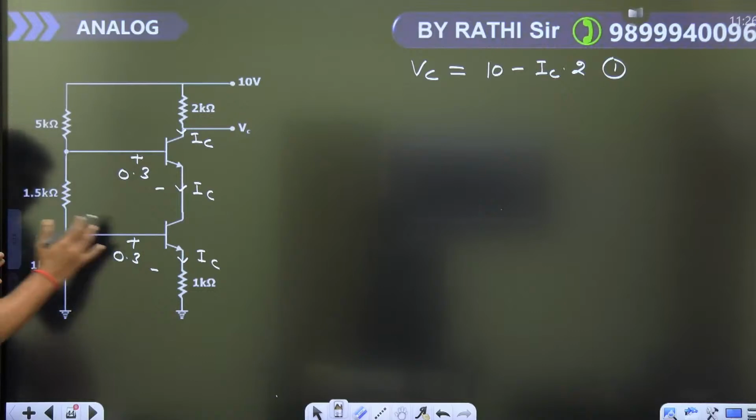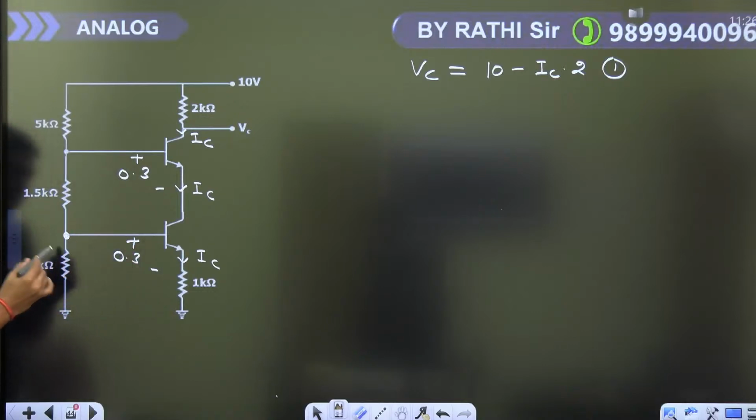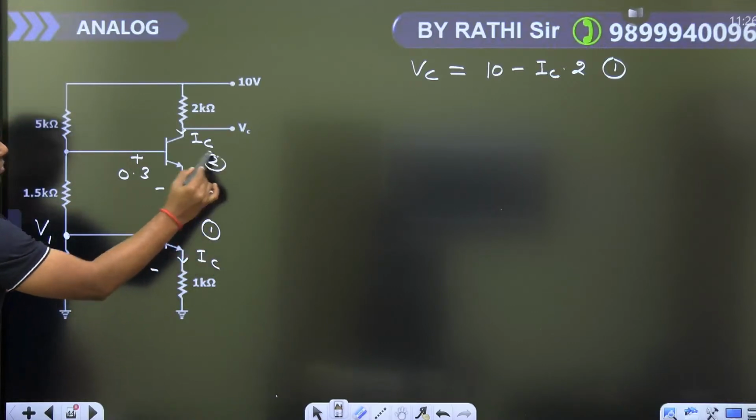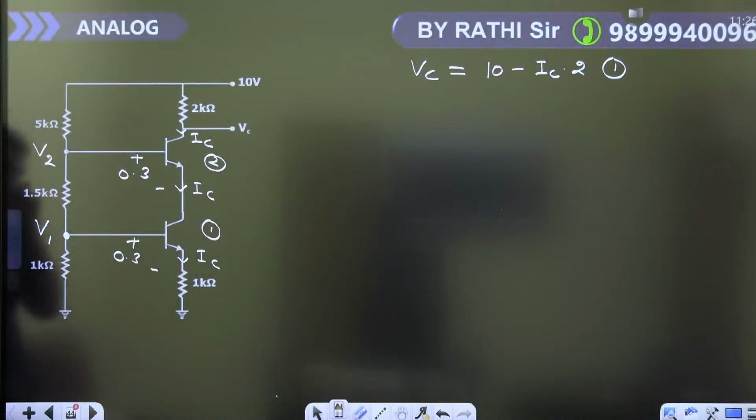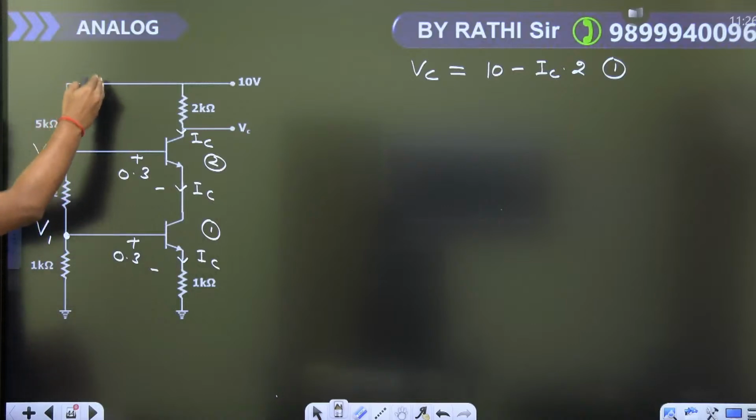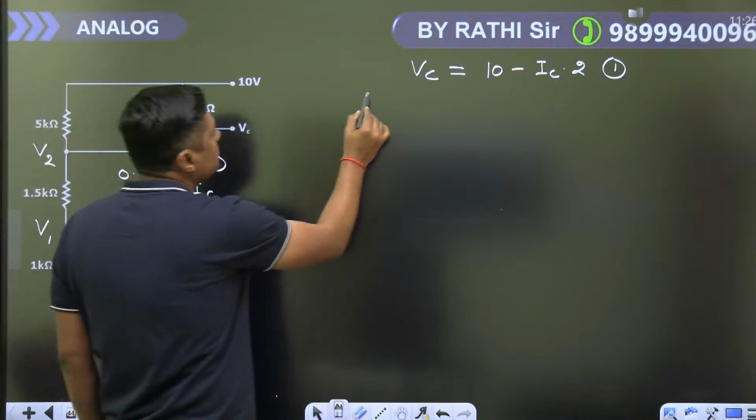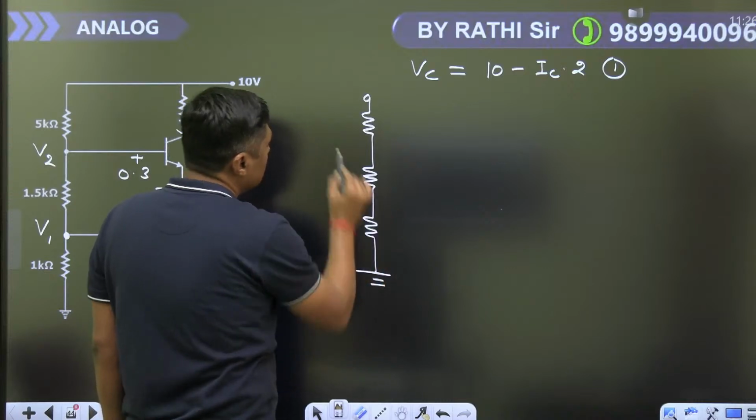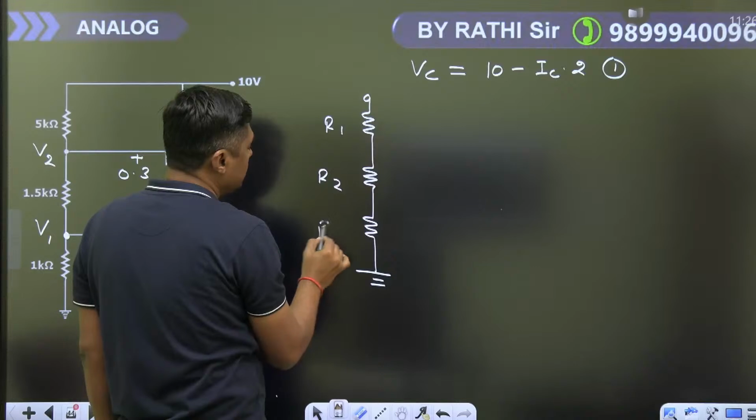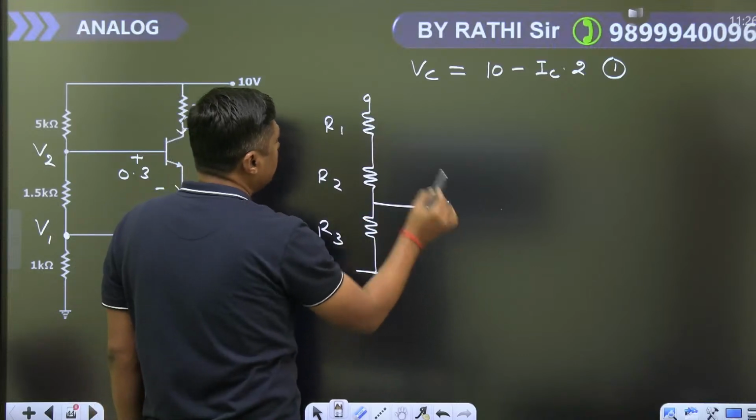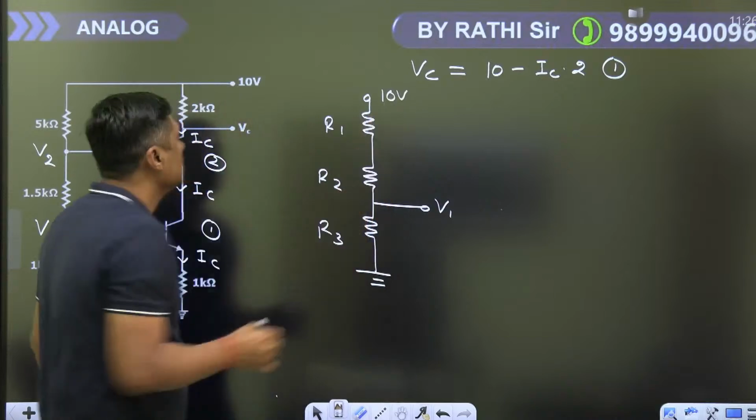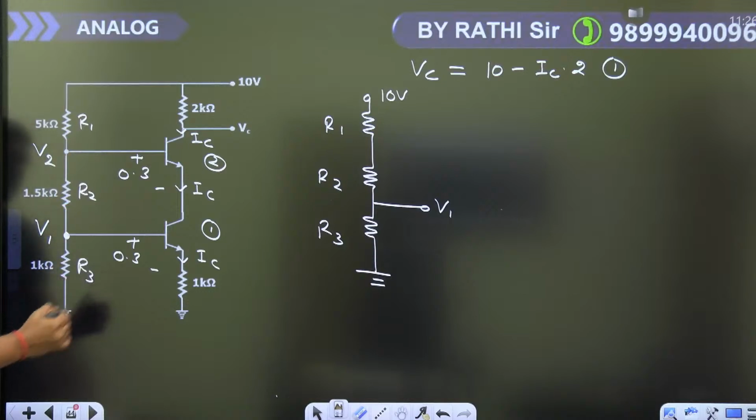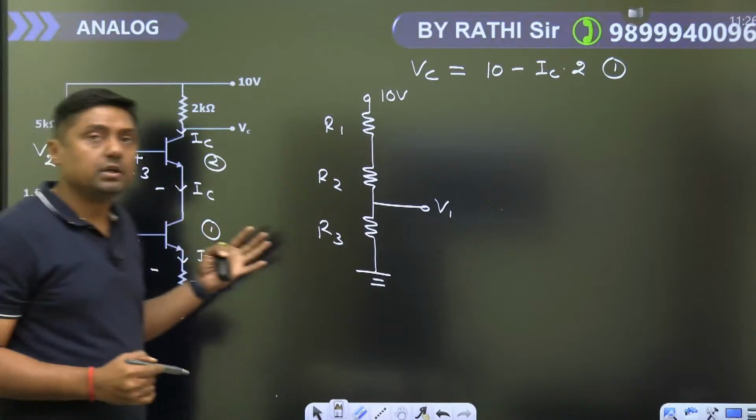Just now, if you want to find the value of IC, find the voltage at this point. Let this voltage be V1. Let this be the transistor number 1. This is the transistor number 2. So this is the V2. According to potential divider rule, because there is no current, you can cut here. This is R1, this is R2, this is R3. We have to find the voltage at this point, and this is the 10 volt. R1, R2, R3. Now tell me, what is the voltage at this point?